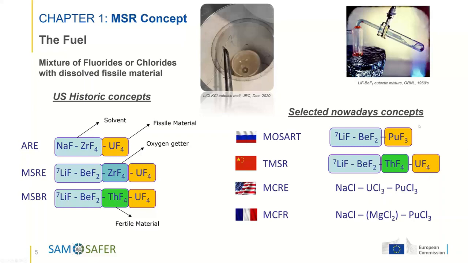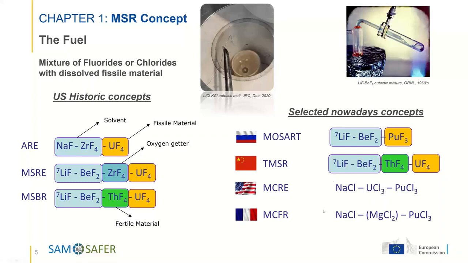So even if you look at the nowadays concepts, we have different programs across the world. In Russia, we have the so-called MOSART concept, which is the molten salt actinide recycler and transmuter. It's a fast reactor. It's a burner, a plutonium burner, a concept based on FLiBe, again with plutonium trifluoride, this time dissolved. We have the Chinese concept, the thorium molten salt reactor, which is in principle a very similar concept to the MSBR from the past.